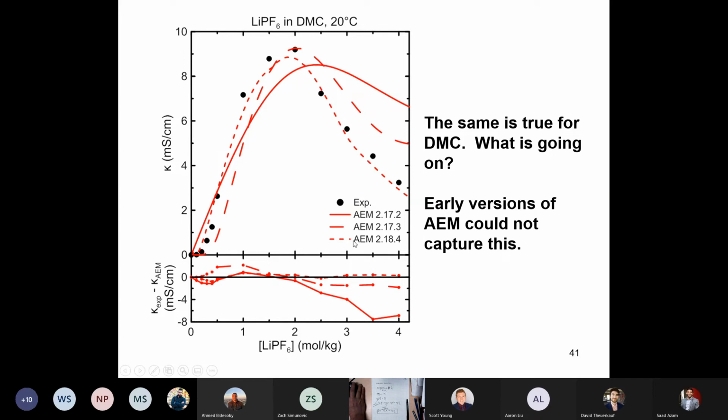Anyway, so he revised his calculation. Not sure exactly what he did, but anyway, in 2018, he was able to match the conductivity data fairly well with this red dashed curve. Okay, it looks pretty decent. It also captures this nonlinear part at the beginning. So what's happening here?